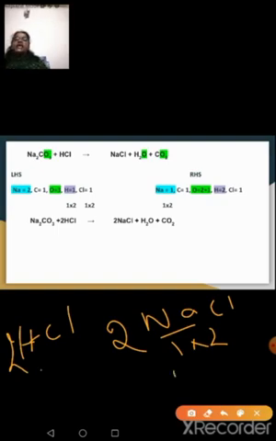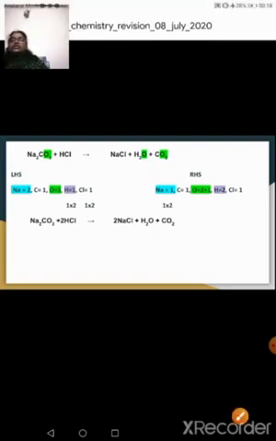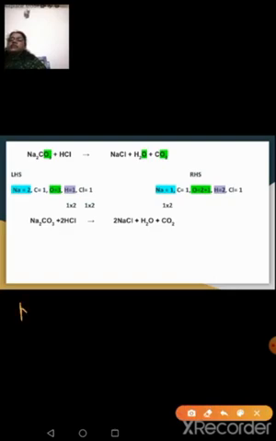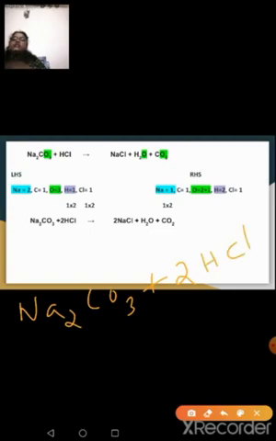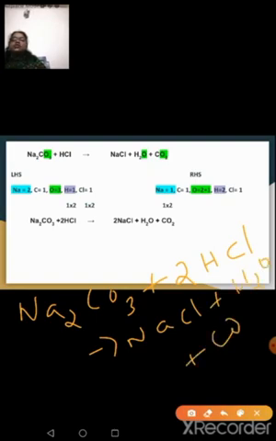On this side, it is H2O plus CO2, right? So H is 2. So this side, no problem. It is getting balanced. So now when I put the equation in this way, the equation is Na2CO3 plus 2HCl gives NaCl plus H2O plus CO2.